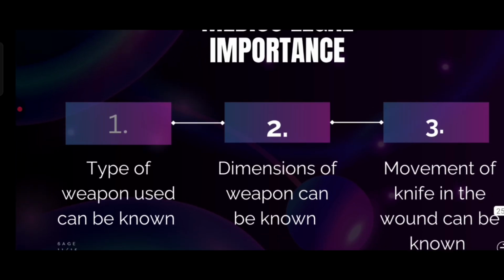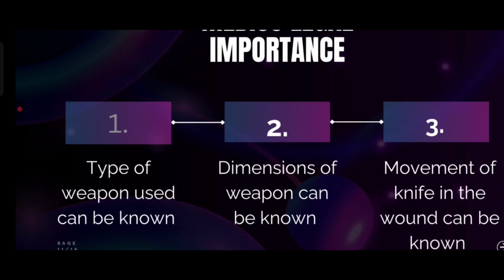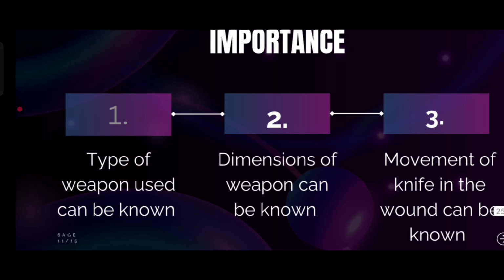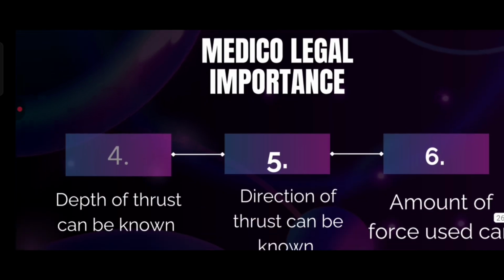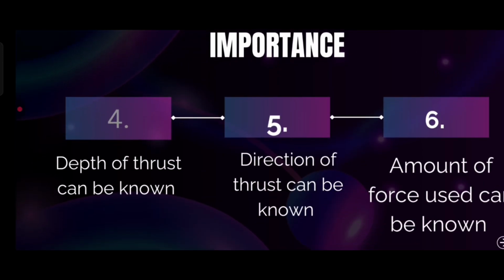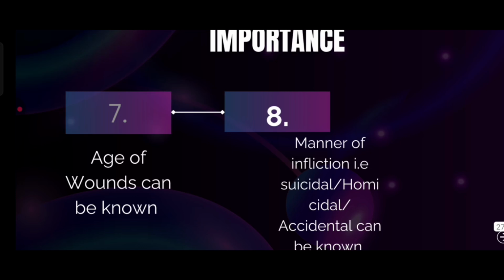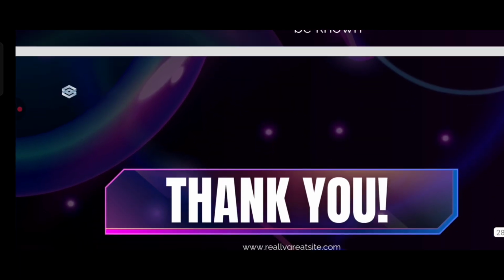Medicolegal importance: the type of weapon used can be known, the dimensions of the weapon can be known, the movement of the knife in the wound can be known, the depth of thrust can be known, the direction of thrust can be known, the amount of force used can be known, the age of the wound can be known, and the manner of infliction, that is suicidal, homicidal, or accidental, can be known.